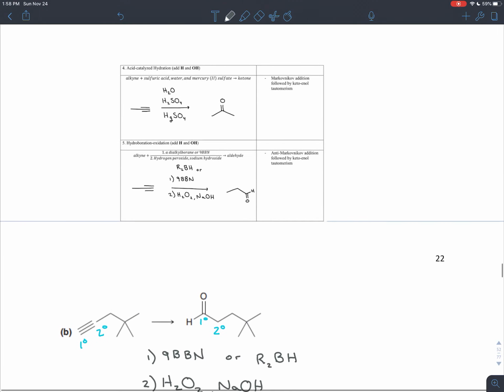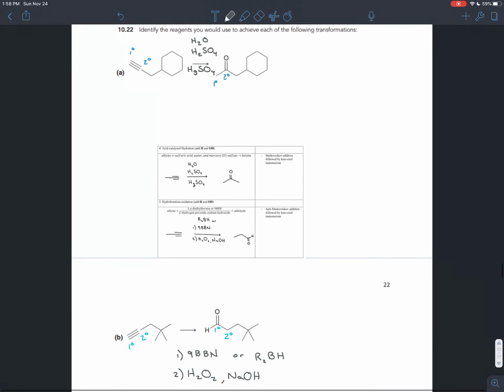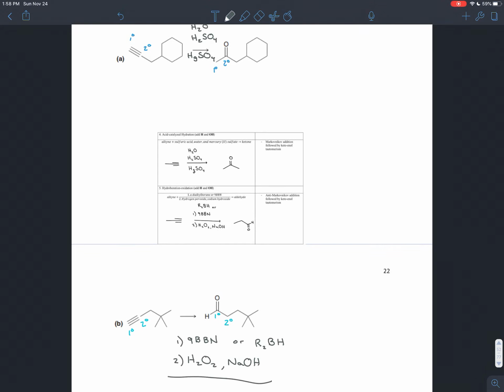And the only other thing you have to consider is whether to do acid-catalyzed hydration, if you want Markovnikov addition, or hydroboration oxidation, if you want anti-Markovnikov addition, if you want the aldehyde, the double bond to the oxygen on the less substituted carbon.